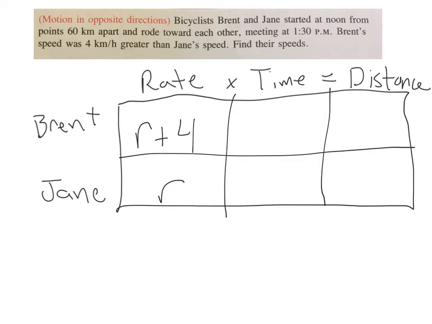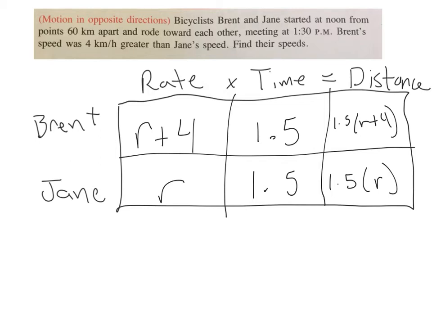Now there's this issue of time. Well, they don't give us a specific time, but they do give us information about time. They say that they started at noon, and they met at 1:30 p.m. Well, that's an hour and a half. So if I do my time in terms of hours, I can say 1.5 hours. And that's the same for both. And if rate times time equals distance, then when I fill in my distance category, all I have to do is write 1.5 times (r plus 4) for Brent and 1.5r for Jane.